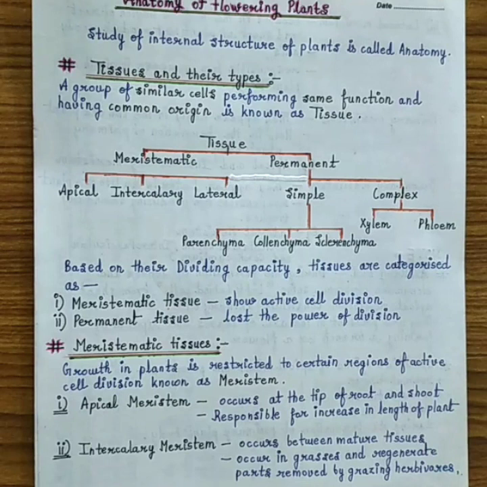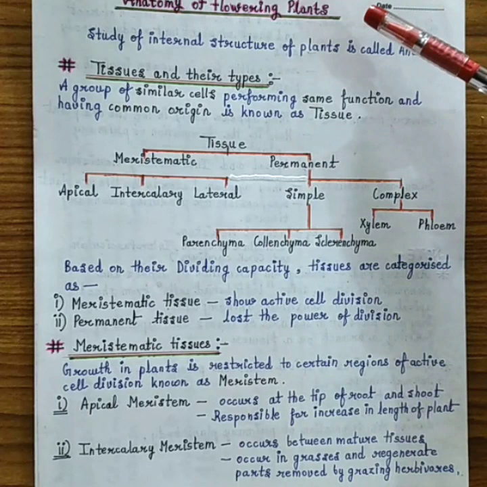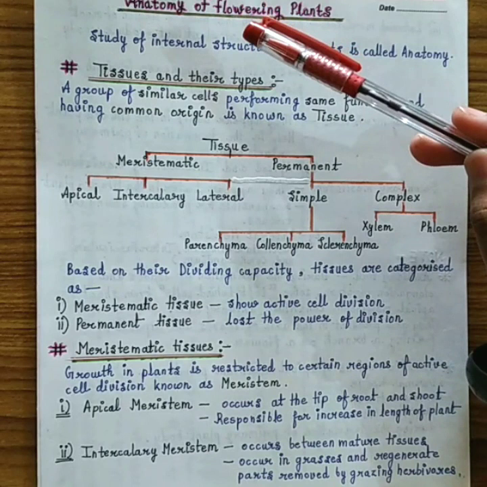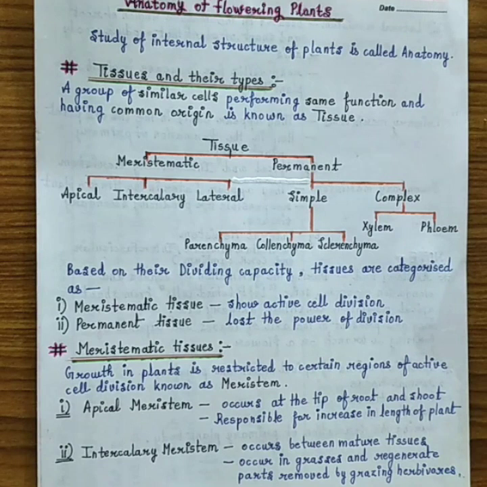Hello everyone. Today's lecture is based on the chapter Anatomy of Flowering Plants. Now, what do you understand by the term anatomy? In the previous chapter, we studied morphology. Morphology is the external structure of any plant or animal body. Anatomy is the internal structure. So, I hope you got the difference between morphology and anatomy.